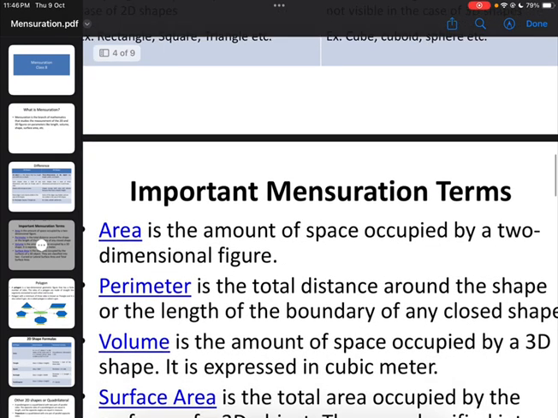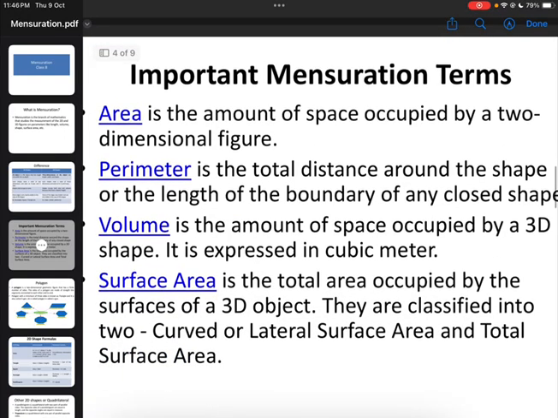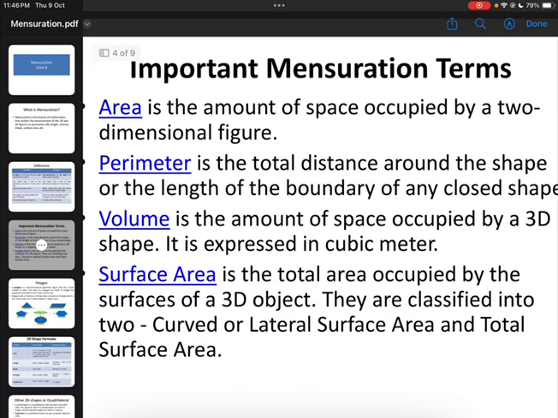Now we think about why mensuration is important and why there are so many terms which are very important in it, such as area. Why do we measure area? What is area? Area is the amount of space occupied by a 2-dimensional figure. Such as you have a book which has length and breadth. How much space the book occupies is known as its area.